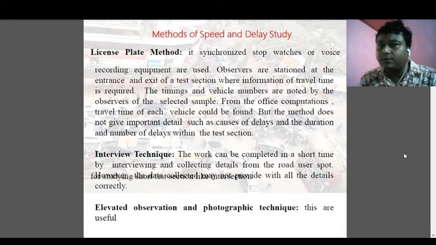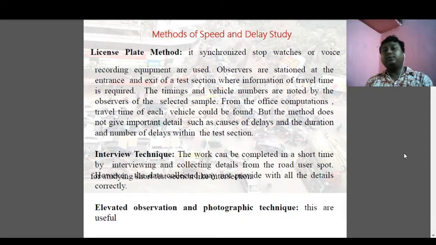The license plate method is basically where we note down the last four digits of any registered number plate of the vehicles. From a registered number plate, we can find out the travel history, and from that history we can find out where he is coming from and where he is going. But we will not get the exact delay at an individual point. That is why it is written that this method does not give the delay, the causes of the delay, the duration, and the number of delays of his entire trip.